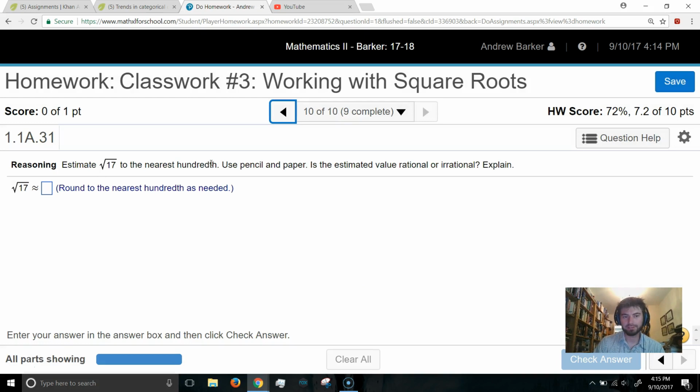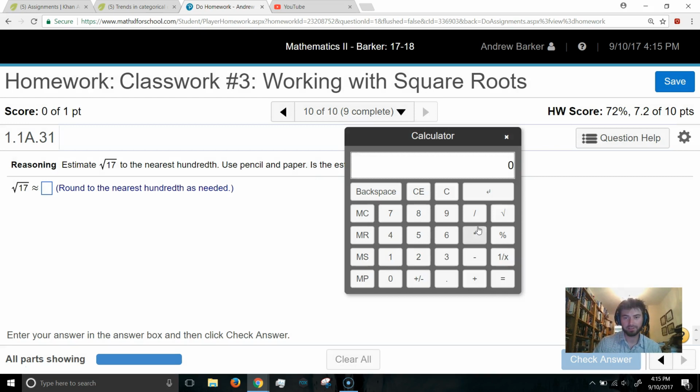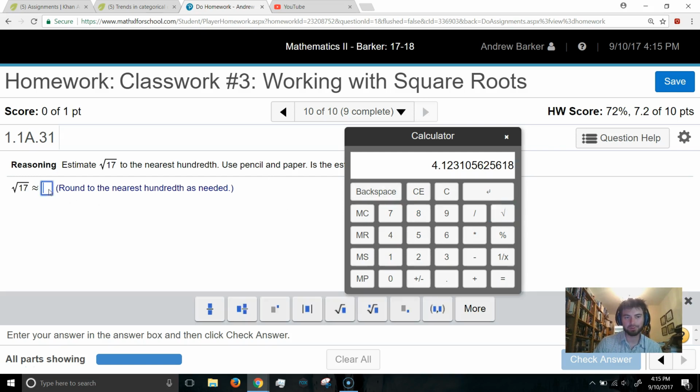Evaluate square root of 17 to the nearest hundredth using pencil and paper. Is the estimated value rational or irrational? Explain. Well, it's going to be irrational because it doesn't square root evenly. It's going to be slightly above the square root of 16, which is 4. So it's square root 17. Let's see what we get. They want the nearest hundredth again, so 4.12.